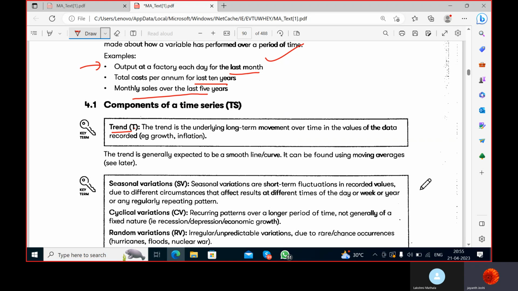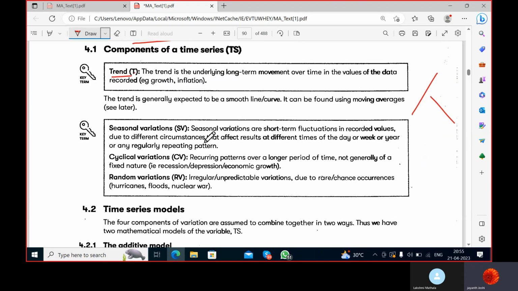Increasing trend shows a line upwards, decreasing trend shows a line downwards. Then you see seasonal variations. During the Christmas season, there's a lot of sale of cakes in the market. The cake sales immediately go up, correct? During other seasons, you see normalcy, in the sense the sales are not abnormal, but during the Christmas season it's abnormal, correct?